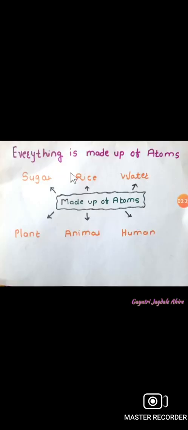We know that everything is made up of atoms. For example, consider sugar, rice, water; they are all made up of atoms. Even plants, animals and human beings are also made up of atoms. Now, the important question is: what makes up an atom?